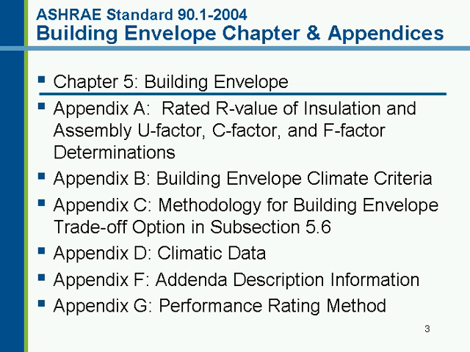Appendix D contains more detailed climate data. It's not really essential for the building envelope chapter. It's used more in the mechanical chapter. But it's again there if you're looking for that information.